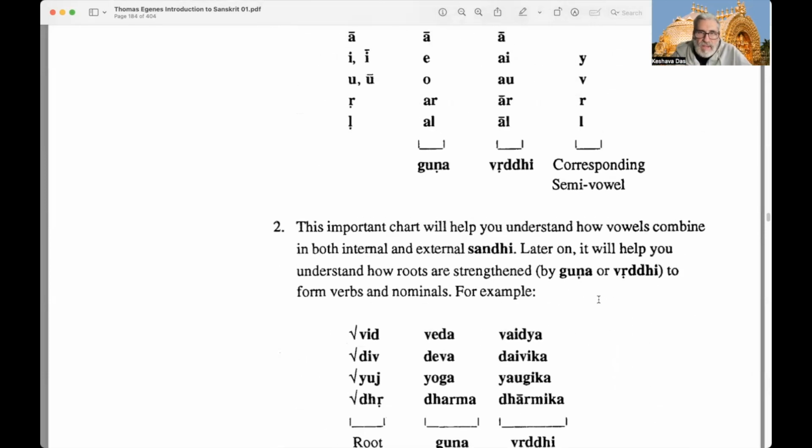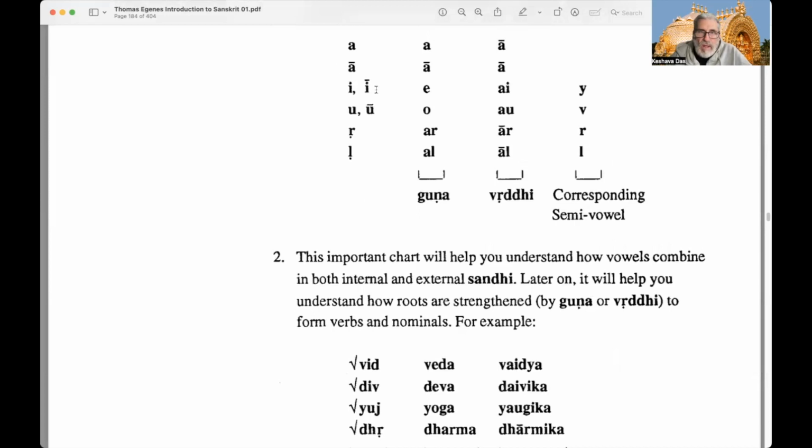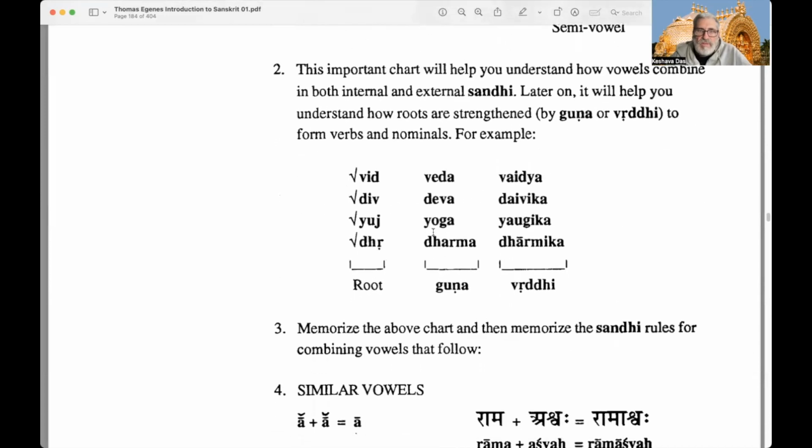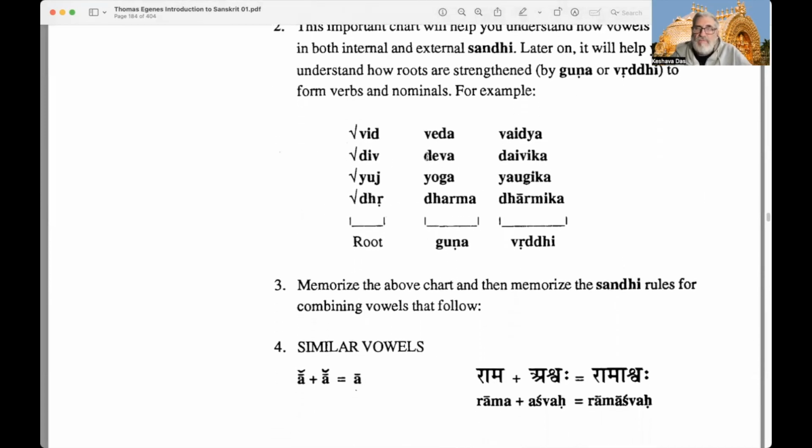Because up here, let's have a look again, short i and long i become e by guna, right? So down here we have that vid turning to ved. We add an a to it, it becomes veda. So we get veda from the root vid.